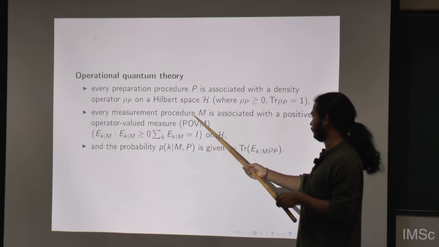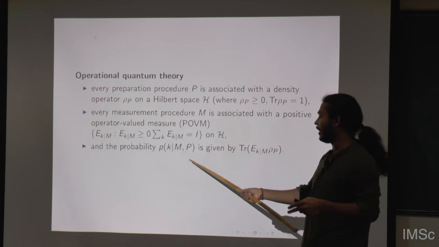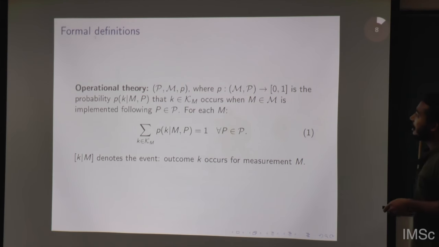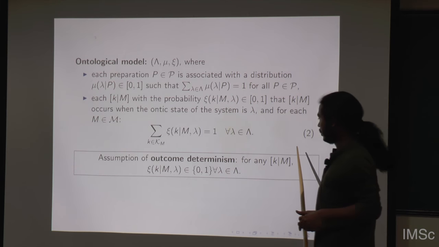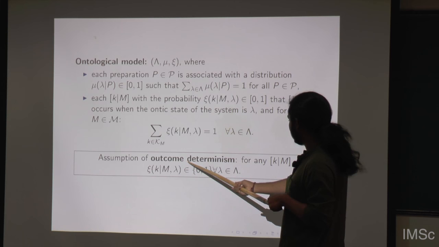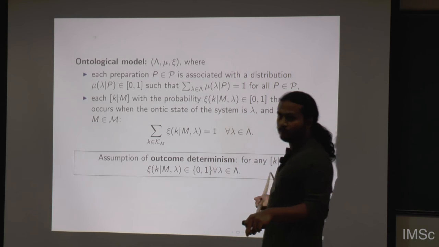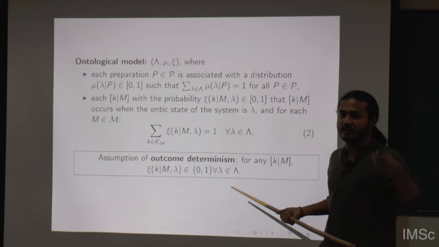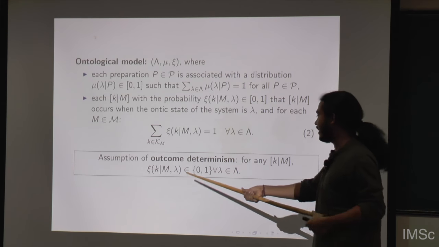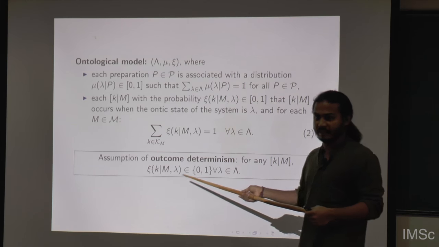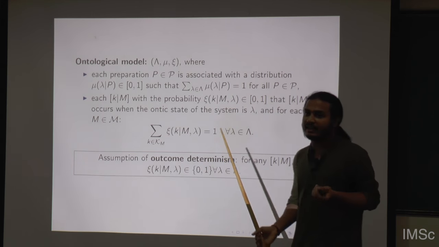All you care about is what preparation procedure you implemented, what measurement procedure you implemented, and what the predictions are. Okay. So these are just formal definitions of what I've just said. One thing to note is that we're going to call this particular assumption the assumption of outcome determinism. If, for any measurement event in your operational theory, the physical state lambda specifies deterministically whether or not that event occurs, so the response function takes the value 0 or 1, then we call that the assumption of outcome determinism.